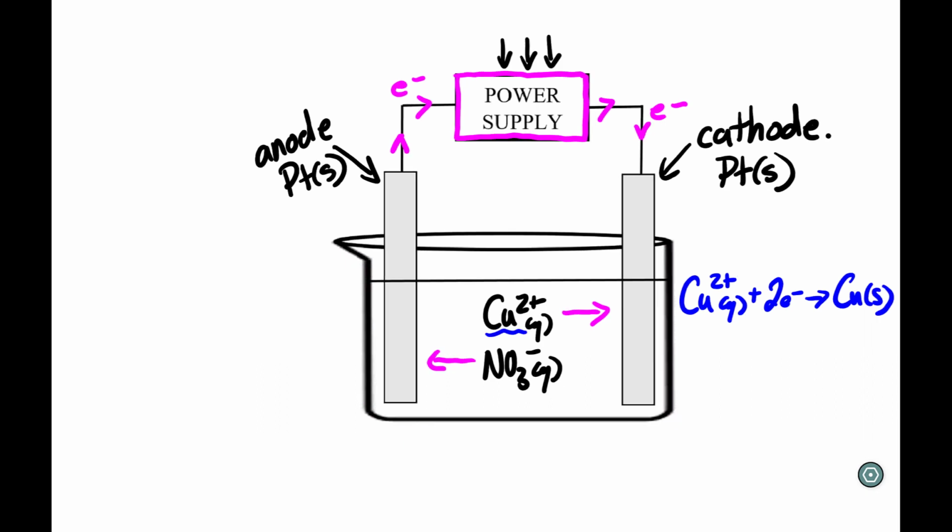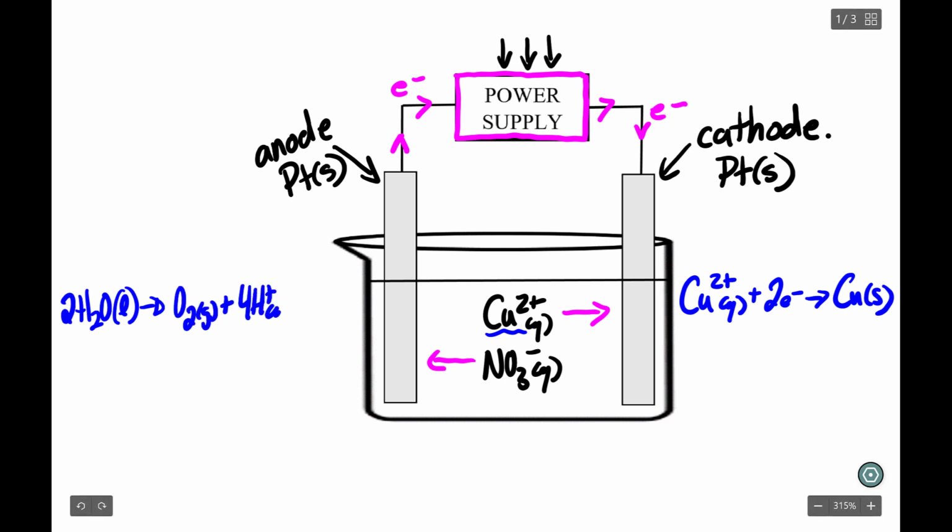So we have 2 H2O liquid producing O2 gas plus 4 hydrogen ions and 4 electrons. In order to balance this reaction out, I would have to multiply the copper side by 2 in order to get 4 electrons so that the electrons would cancel out.